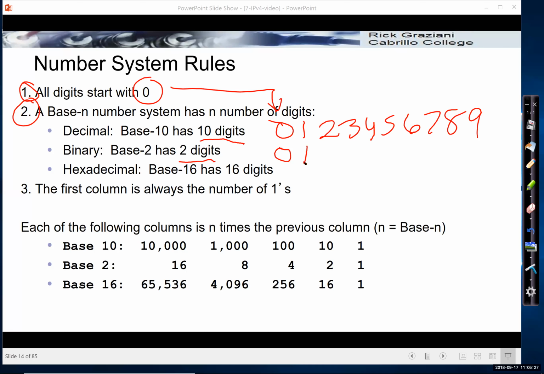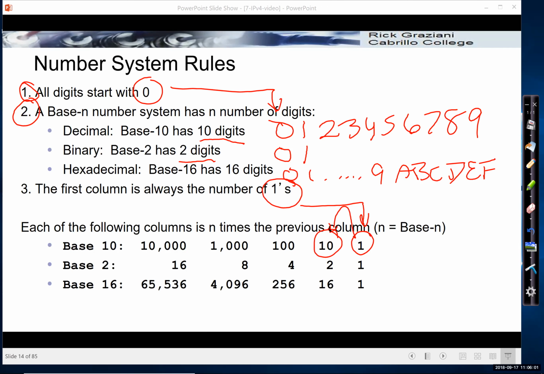Hex, we'll see in another video, also starts with 0, and it goes all the way to 9 and then includes A, B, C, D, E, and F for its 16 digits. The first column always is the column of ones. So in decimal, the first rightmost column is the column of ones, and then each column to the left is the previous column times the base. So base 10, that would be 10 times the previous column, or 10. Then 10 times that column would be 100, etc.